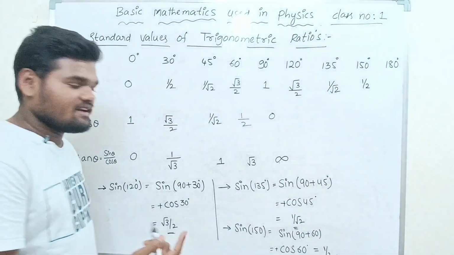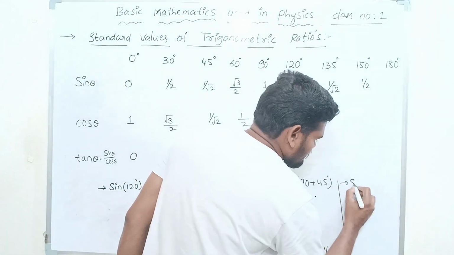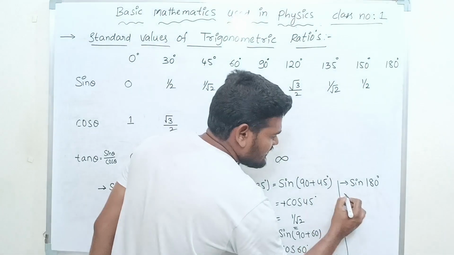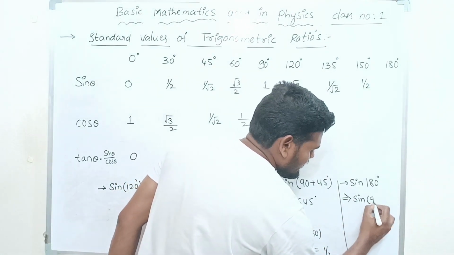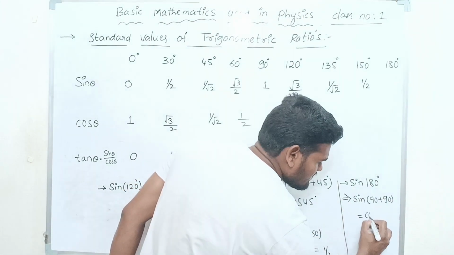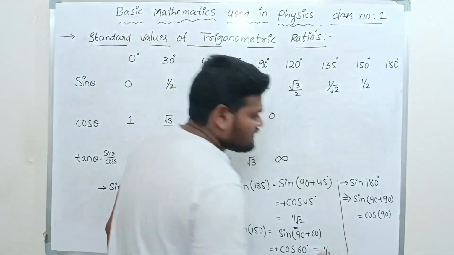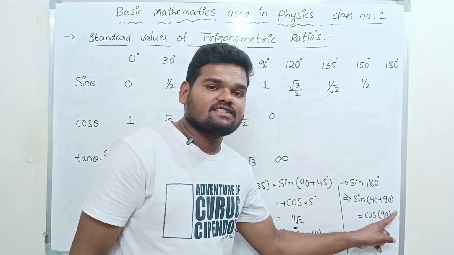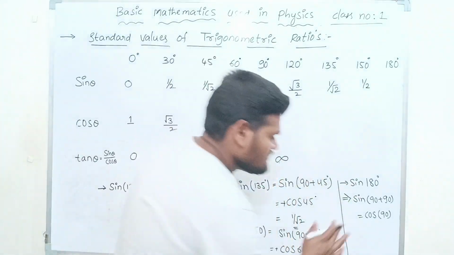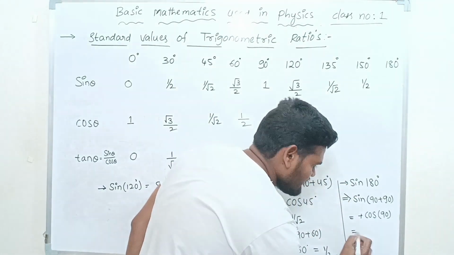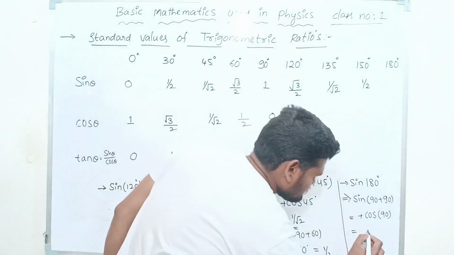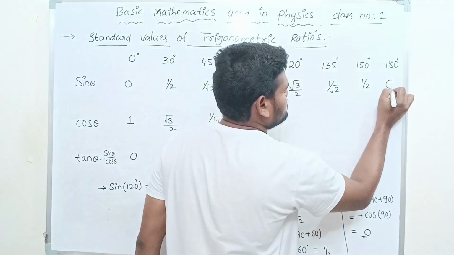Okay. Sin 180. Sin 180 degrees can be written as sine of 90 plus 90. At 90 degrees, sine can be converted as cos theta, cos 90. So sine 90 plus theta lies in second quadrant. In second quadrant, sine is positive. So the answer is positive cos 90 degrees. What is the value of cos 90? 0. Here we will get 0.